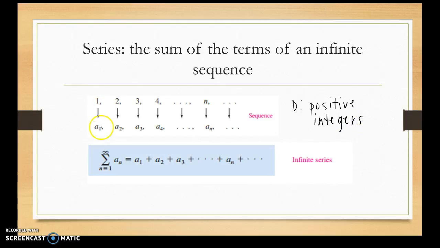Okay, if n is 1, a sub 1 would be the output. When n is 2, a sub 2 was the output. The outputs are not positive integers, just the input. So the infinite series, notice we reintroduce our summation notation. From our index n equal to 1 to infinity, the sum of the sequence is we literally add the terms together.